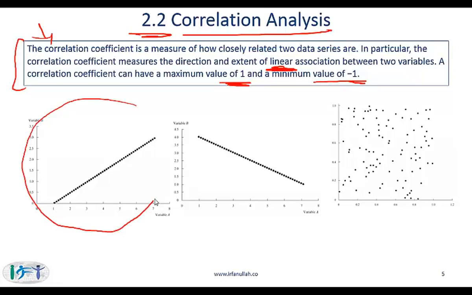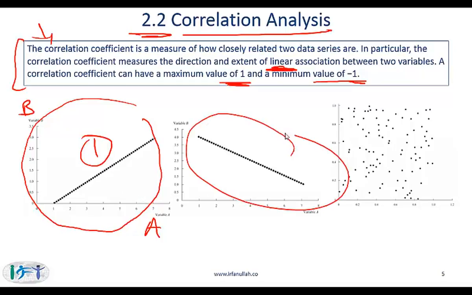You are looking at a picture here where there is variable A on the x-axis, variable B on the y-axis. What do you think the correlation is between A and B? 1. The correlation is 1. There is perfect positive correlation between these 2 variables.